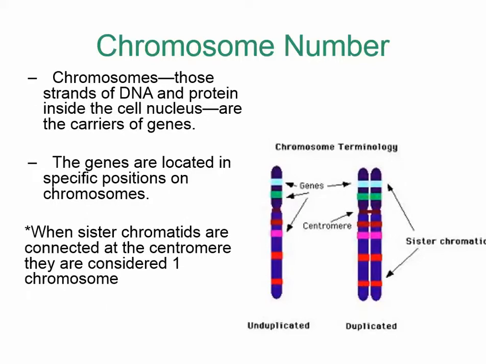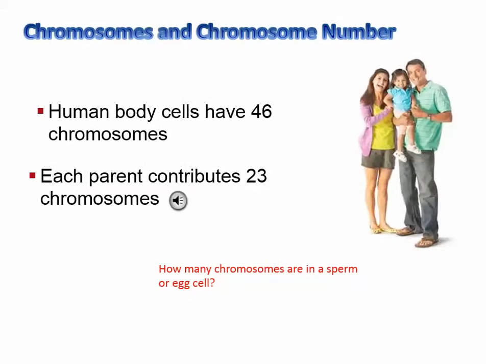Now, we've talked about this before when we were talking about the construction of a chromosome and when chromosomes replicate. While sister chromatids are attached at the centromere, they are still considered to be one chromosome. Once they separate, then they're called two chromosomes. In humans, our body cells have 46 chromosomes, and we get 23 from our mother, 23 from our father. Our gametes have how many chromosomes in them? That's right, they have 23 in them.